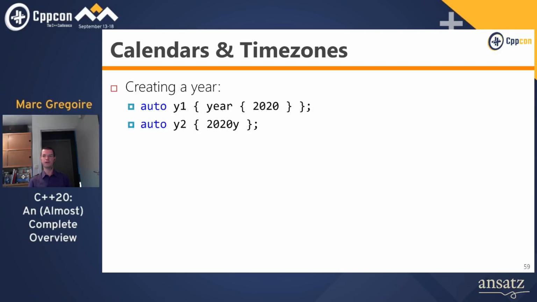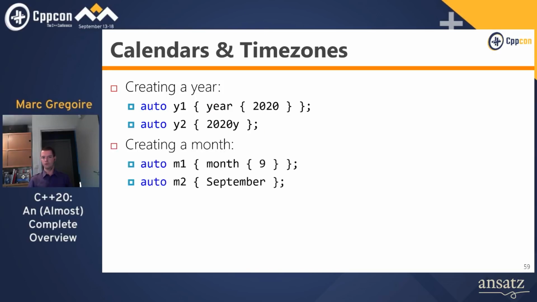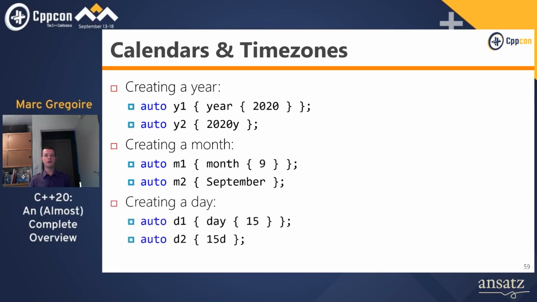So let's have a look how you can create a year. You can either use the constructor syntax, or you can use a standard user-defined literal. A month can be constructed with a constructor or with one of the 12 predefined instances. And you can create a day similar to a year. You can just use a constructor, or you can use a standard user-defined literal. These just create a single year, a single month, and a single day.